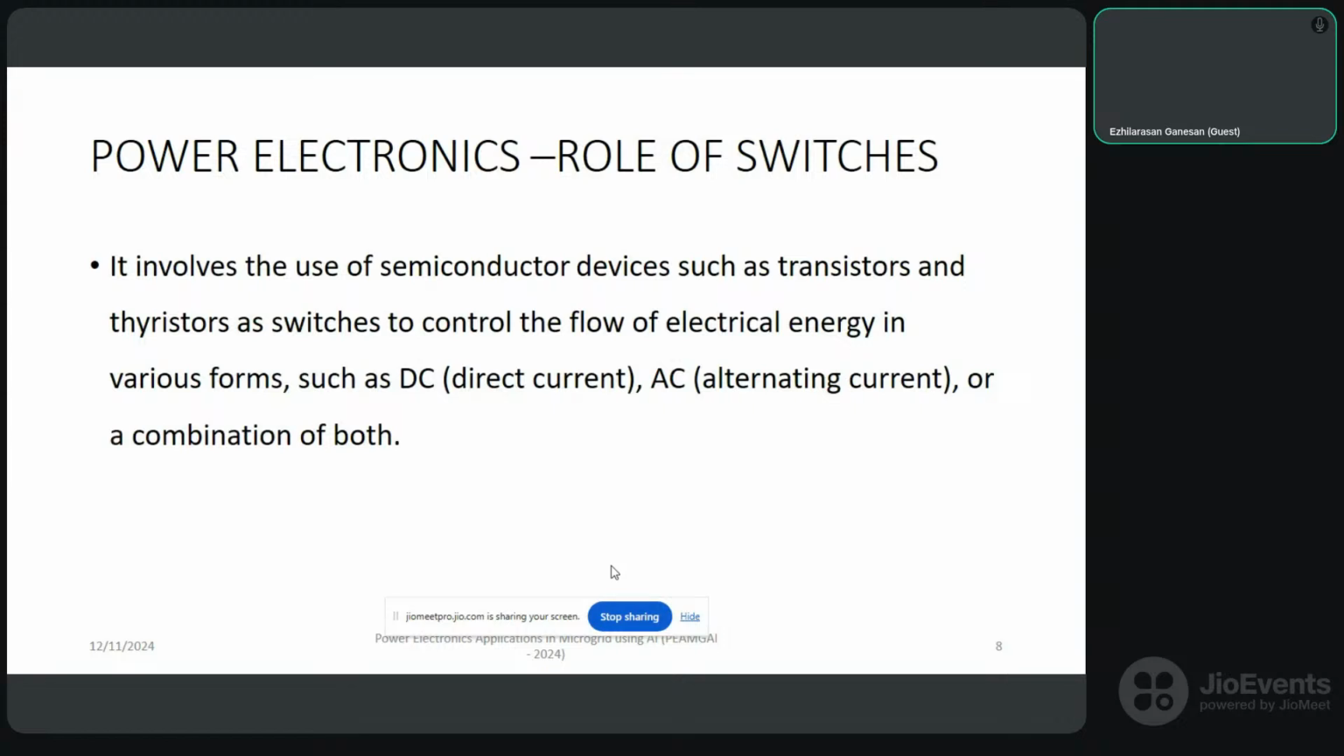So let us see the role of switches in power electronics. It involves the use of semiconductor devices such as transistors and thyristors as switches to control the flow of electrical energy in various forms such as DC, AC, or a combination of both. So power electronics is nothing but using switches. You have to take some switches. It can be SCR, it can be transistor, anything, and you have to arrange them in a fashion, and turn them on and turn them off. That's all. You take a switch, connect it in a circuit, turn it on and turn it off. The rest of the things, the configuration will take care of.